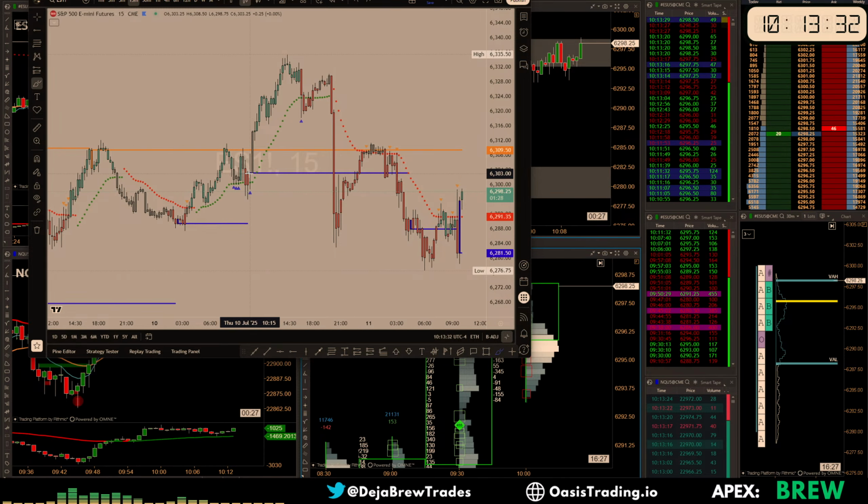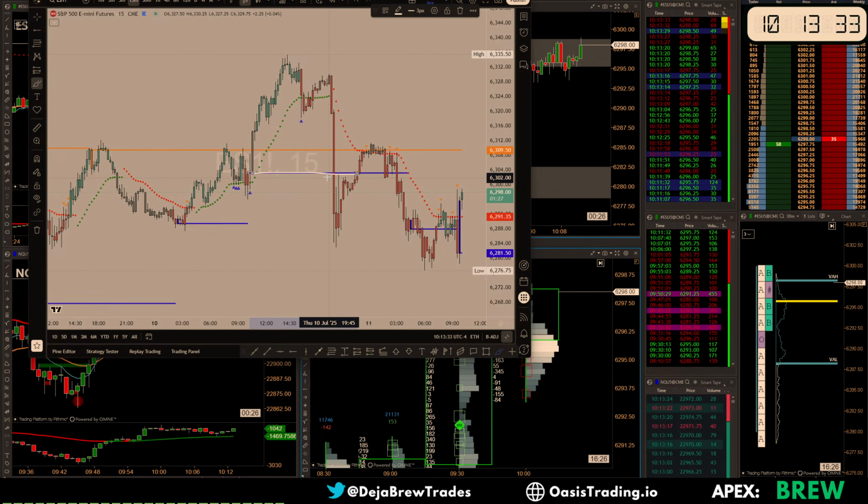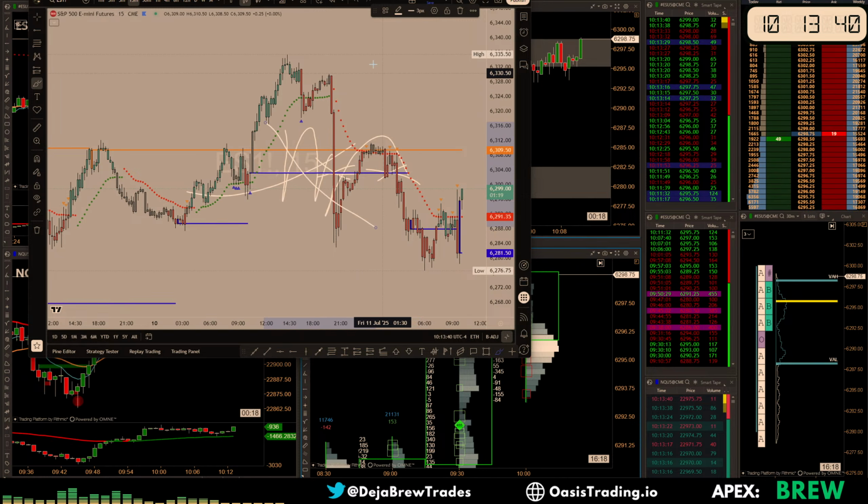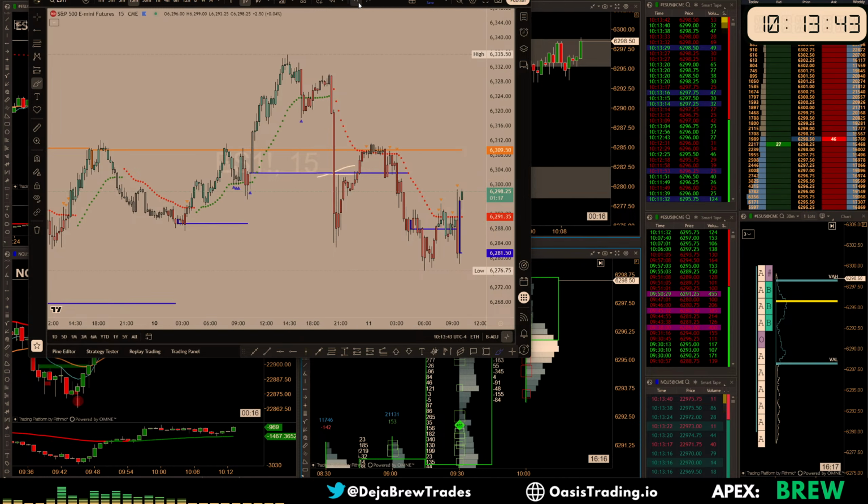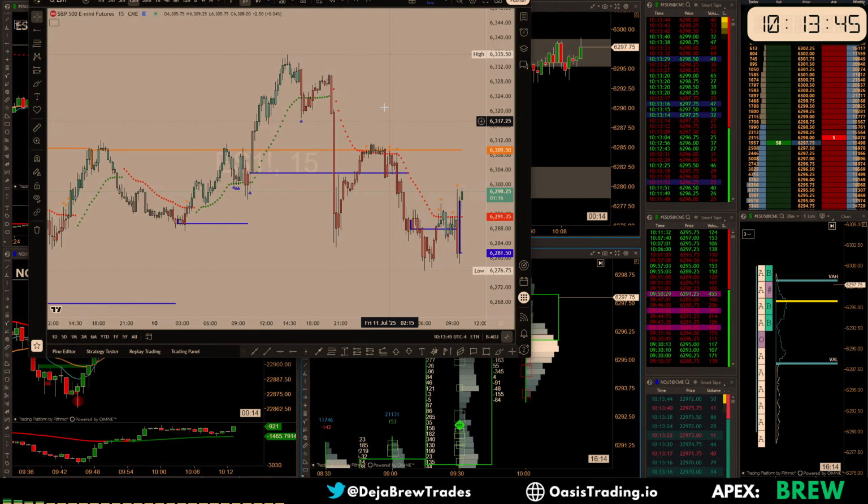I would say they're dead like this one here after it's been used a few times. After it's already been hit a bunch of times, you don't want to pay too much attention to it. You want to look for newer levels. Same thing with value levels. Once they've been used a few times, you want to look for newer value levels, right?